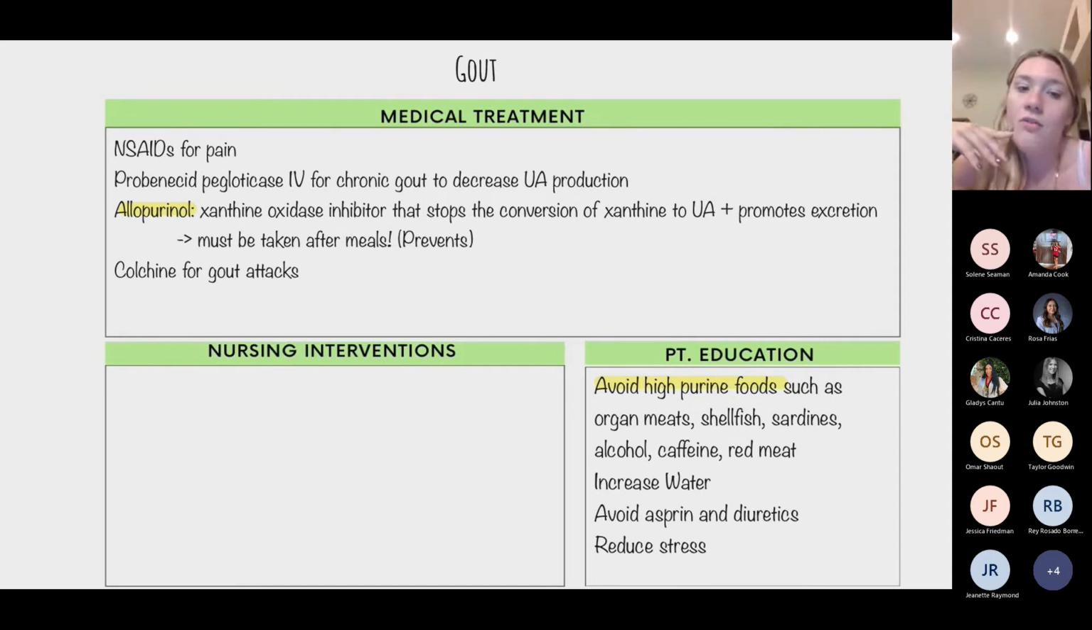A lot of our education is avoiding high purine foods. What are high purine foods? Organ meat, shellfish, sardines, alcohol, caffeine, red meat, dark chocolate, all of it.